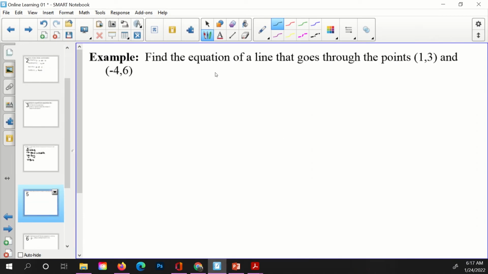Next example, find the equation of a line that goes through the points 1, 3 and negative 4, 6. Okay, so this time we don't have a slope, but good news, we have the slope equation. So m equal to y2 minus y1 all over x2 minus x1. All right, so I'm going to make this my 2's. So it'll be 3, the y value, minus 6 over 1 minus negative 4, so we'll get negative 3, and then 1 minus negative 4 is going to be positive 5.